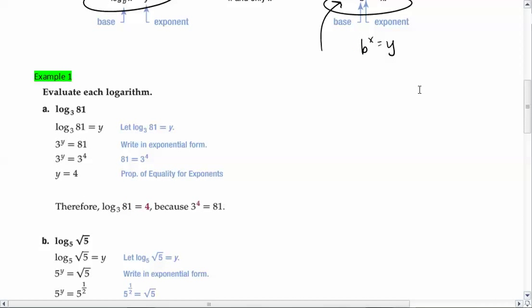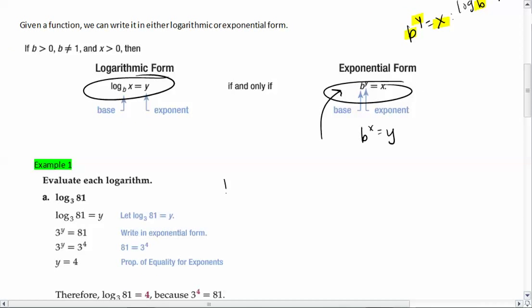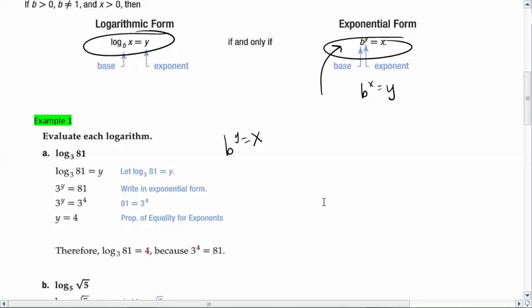So let's evaluate a couple. Let's do some examples. So if we're given log base 3 of 81, what do we know? We know b to the y equals x. Let's keep that in mind. So this is the same as 3 to the y equals 81. We can rewrite that, right? Given log base 3 of 81 equals y.